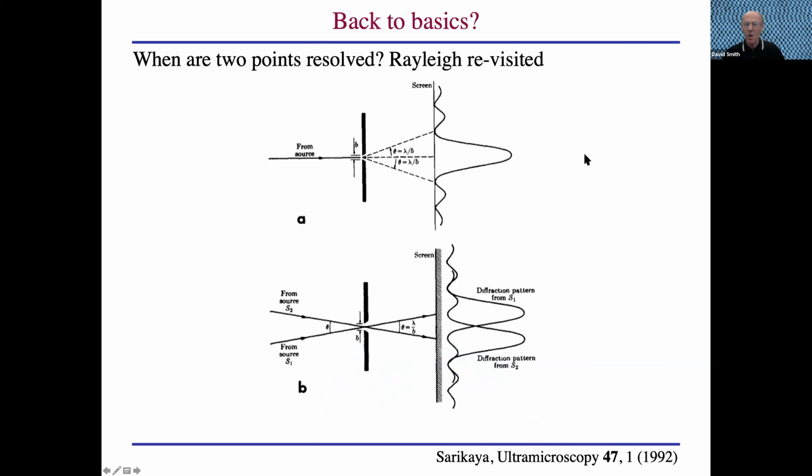Okay, so there is a little overview of what TEM can do and what STEM can do, but I want to go back to the basics. When are 2 points resolved? So we have the classic Rayleigh configuration where we get light from one source and light from another source.